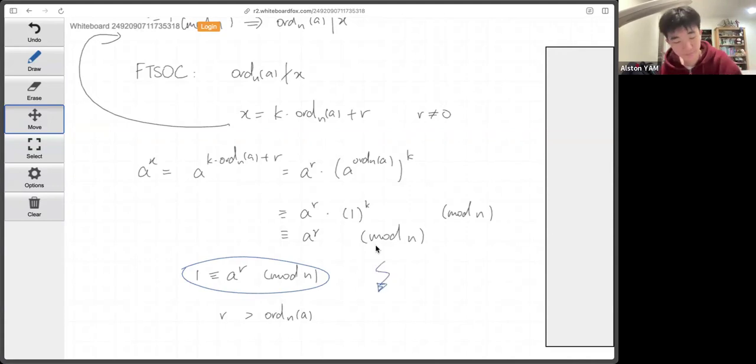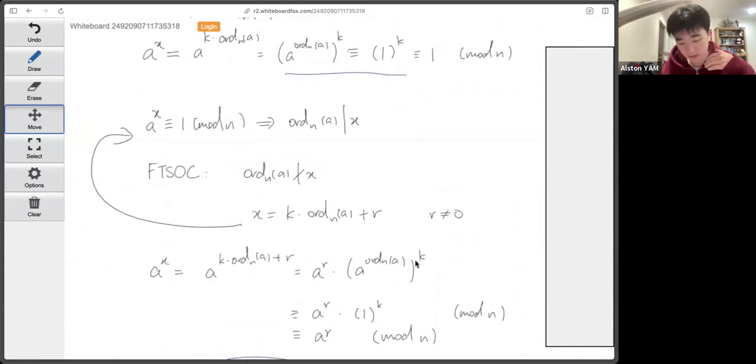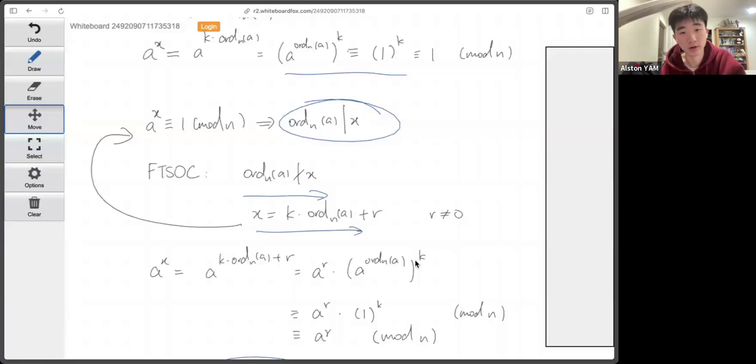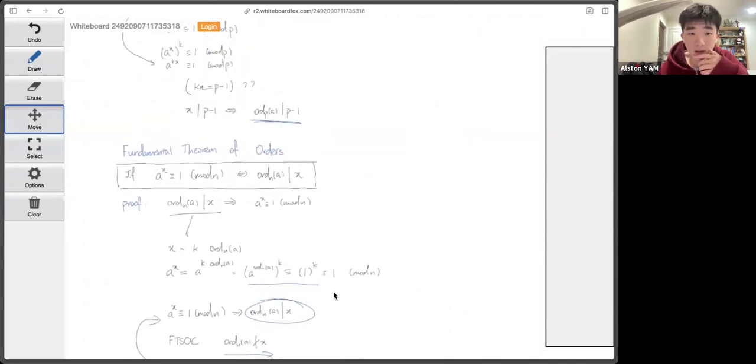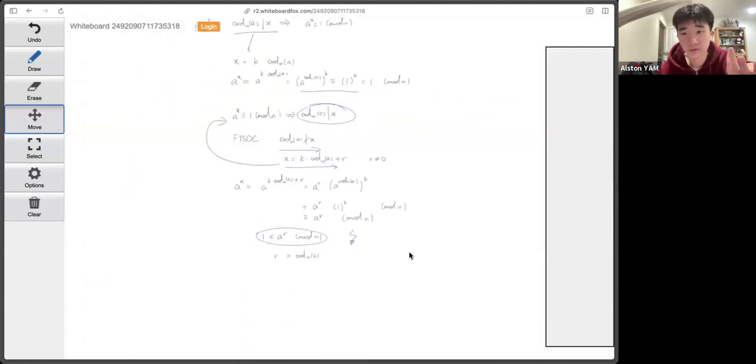And that means the entire thing is wrong, right? Our entire assumption here is wrong. So that's a problem, and that means this thing is wrong. So finally it means that the order of a with respect to n must divide x. Okay, that's just the proof for the fundamental theorem of orders.